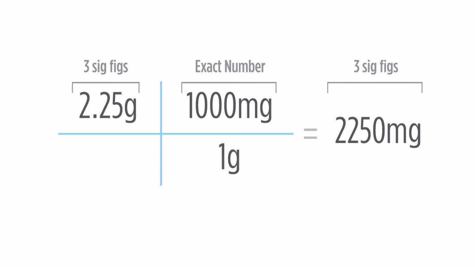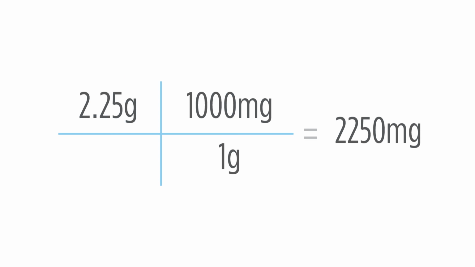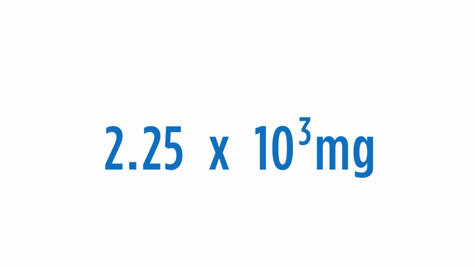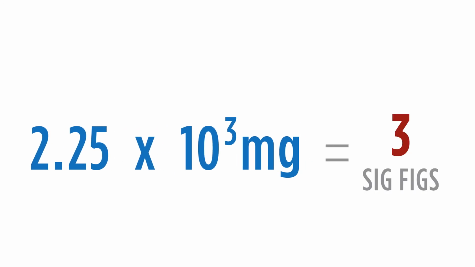Now, is this the best way to represent 2,250, the best way to represent 3 significant figures? No. It has a 0 to the right and it does not have a decimal. So therefore, the best way to give the answer here would be 2.25 times 10 to the third milligrams. This represents the fact that we only have 3 significant figures.